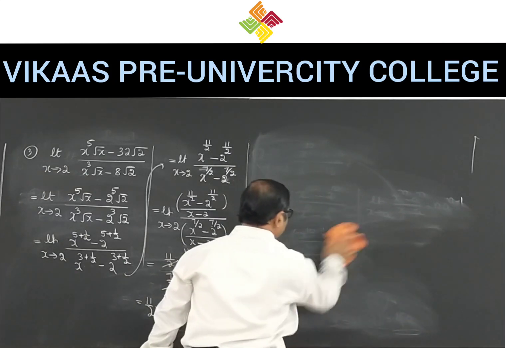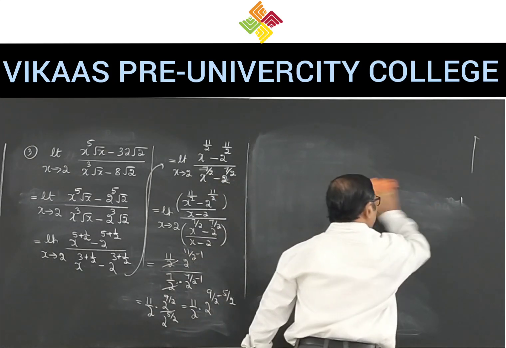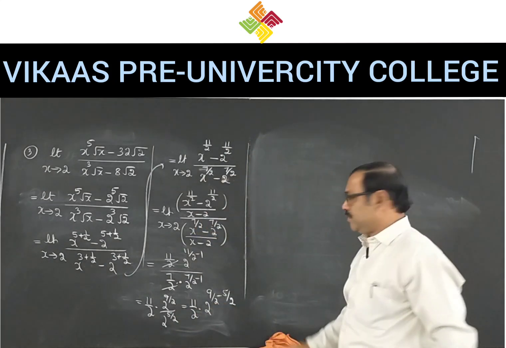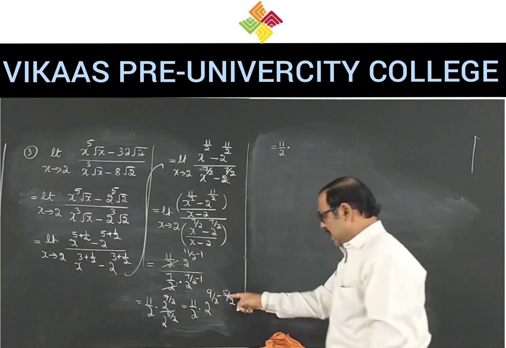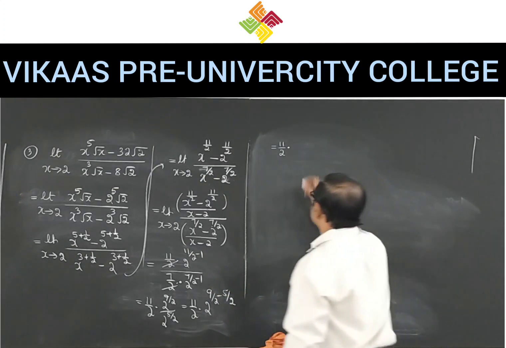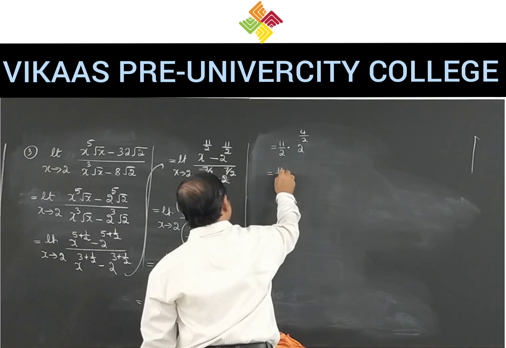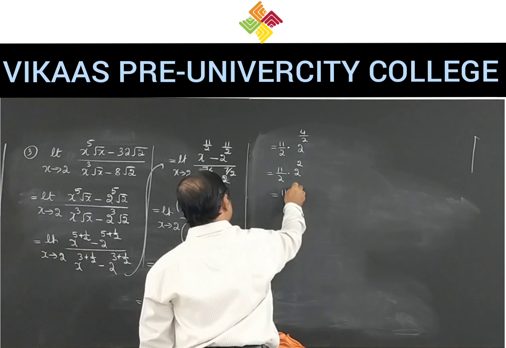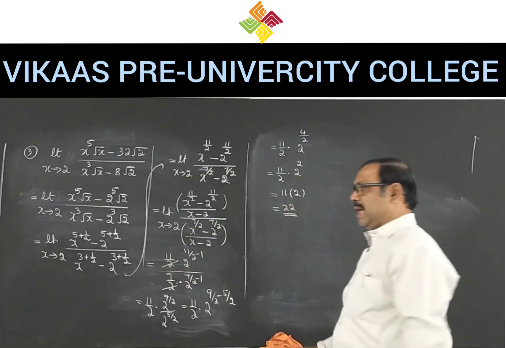And further we can write, it is 11 by 2 into 2 power (9 by 2 minus 5 by 2), that is 9 minus 5 is 4, so 2 power 4 by 2. This is 11 by 2 into 2 power 2, or 11 into 2. So the answer is 22. Okay.